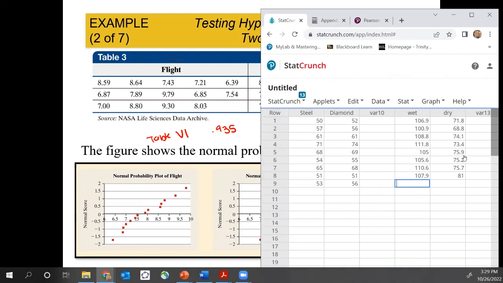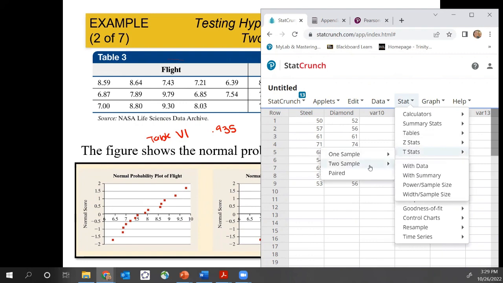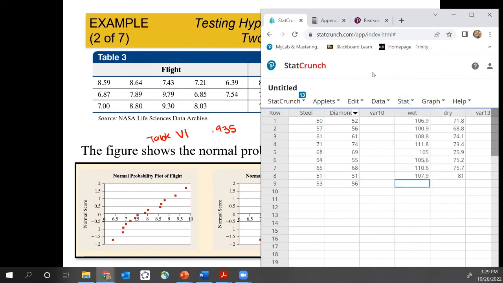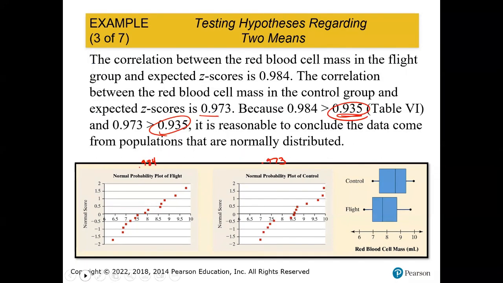So I would have two columns of data. I would go to Stat, T Stats, Two Sample, and I would click With Data because I had the data, and I would select my two columns. The next example we're going to look at is a summary. So everything we have done so far for the means, when we do the matched pairs, was with data. So we would follow that same setup here.